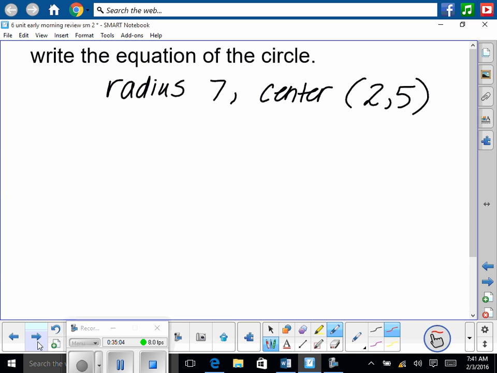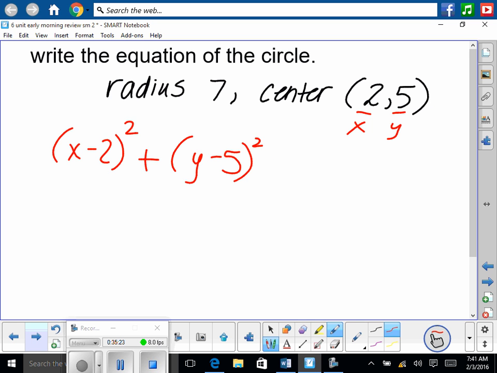Okay, one more. Write the equation of the circle. So this time now we're writing the equation of the circle. So our center is at positive 2, positive 5. So this is x, y, right? So we're going to do x minus 2. Don't forget the squared part. And then don't forget the plus sign. Y minus 5. You always go opposite. Squared is equal to 7 squared, which is 49. Good. Okay, so those ones are easy.